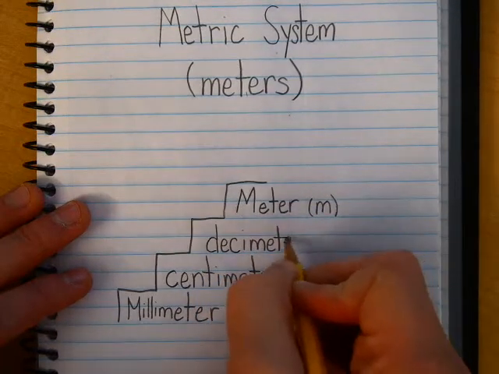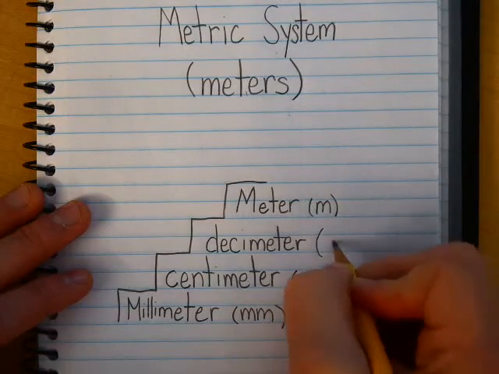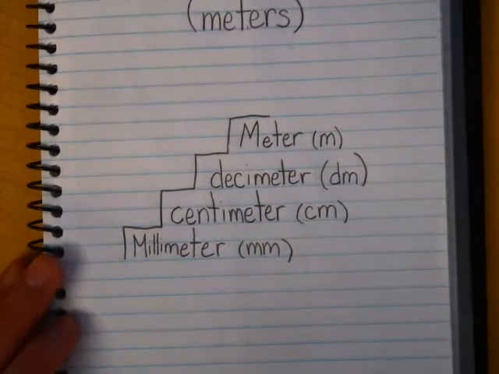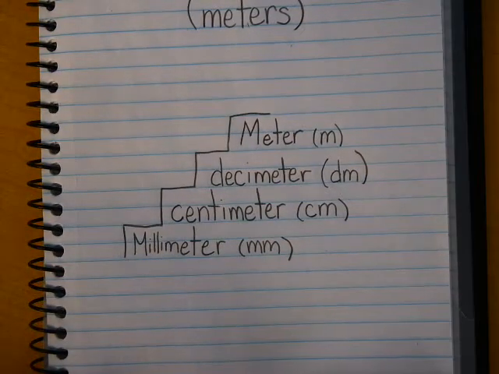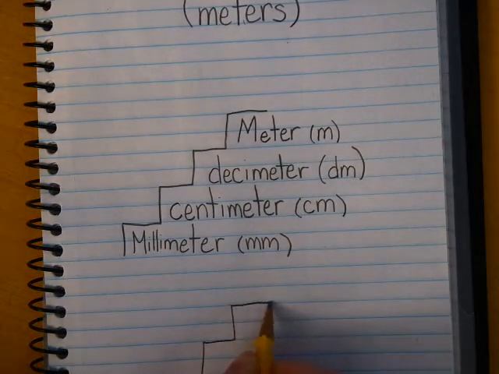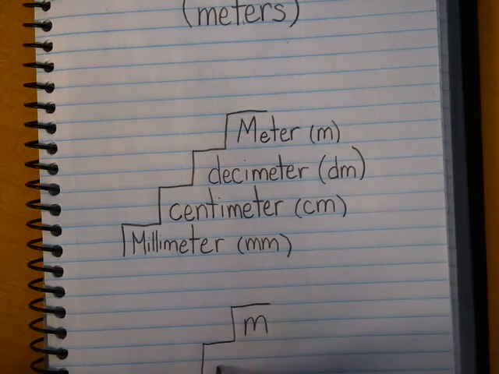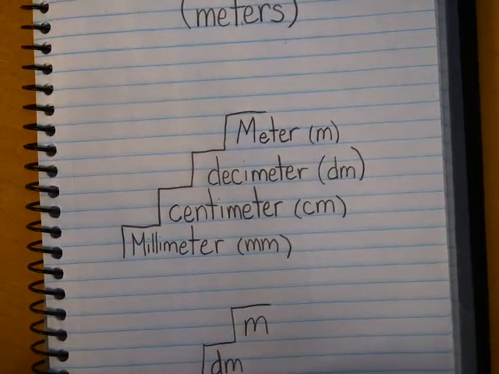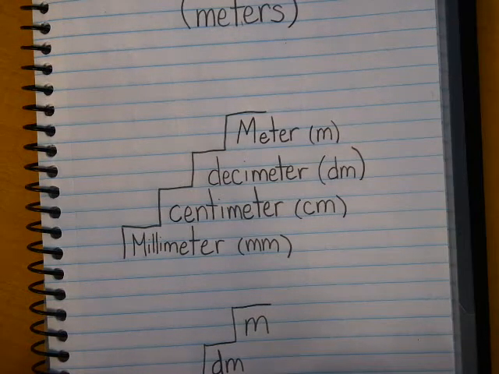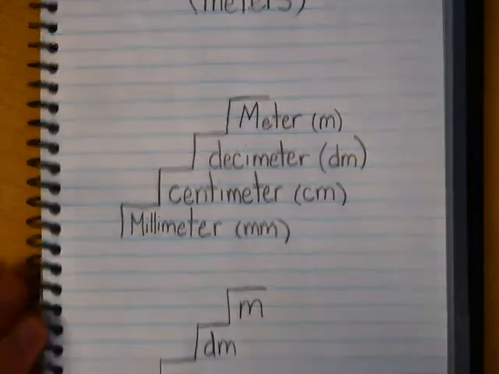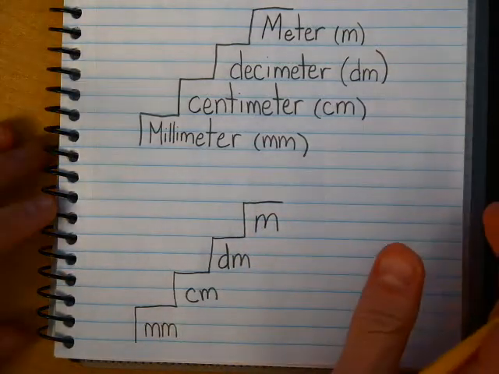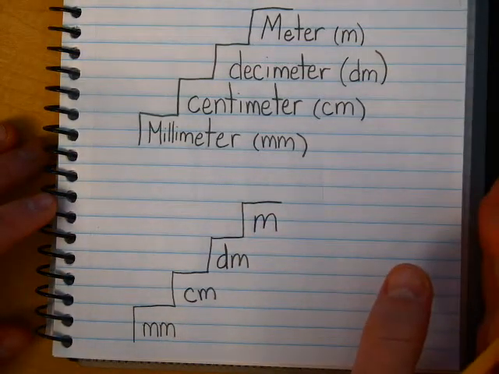If I didn't want to write all the measurements out, I would just use their abbreviations. I can make a set of stairs that looks like this, and I'll show you how I would write it with just the abbreviations. I would write an M for meter, a DM for decimeter, a CM for centimeter, and an MM for millimeter. Now watch this. This set of stairs can be your ticket to really knowing how to do this metric system.